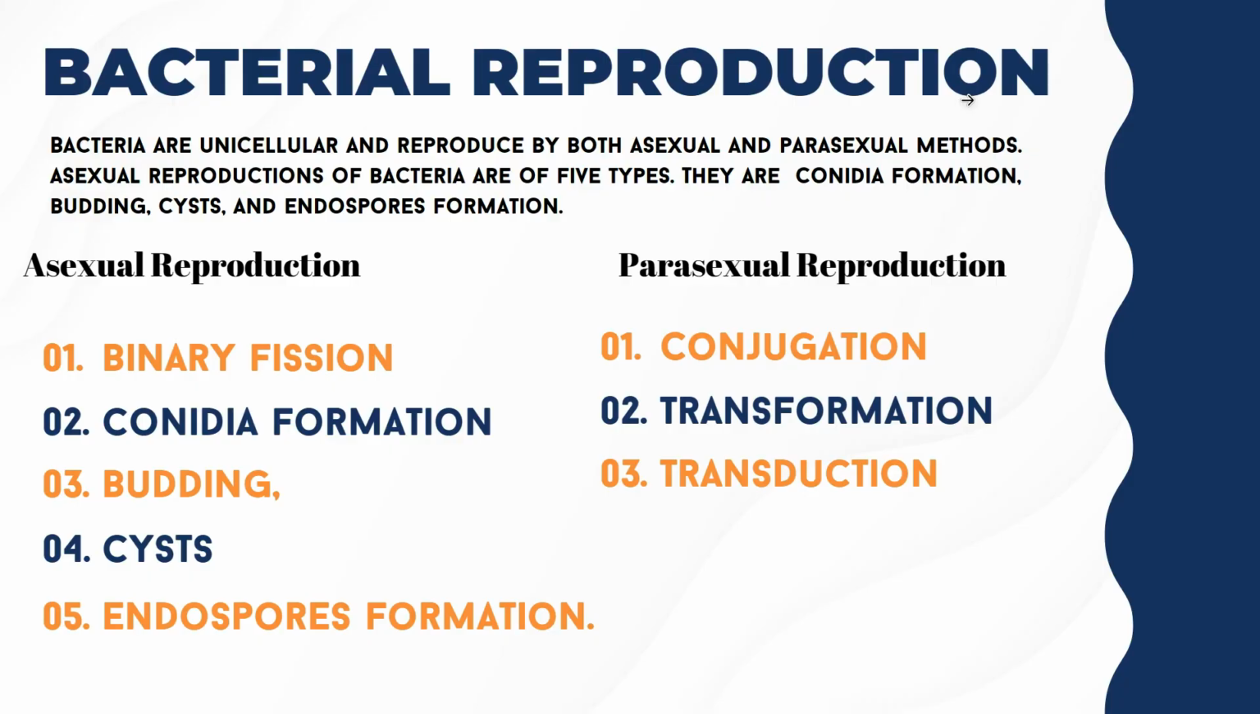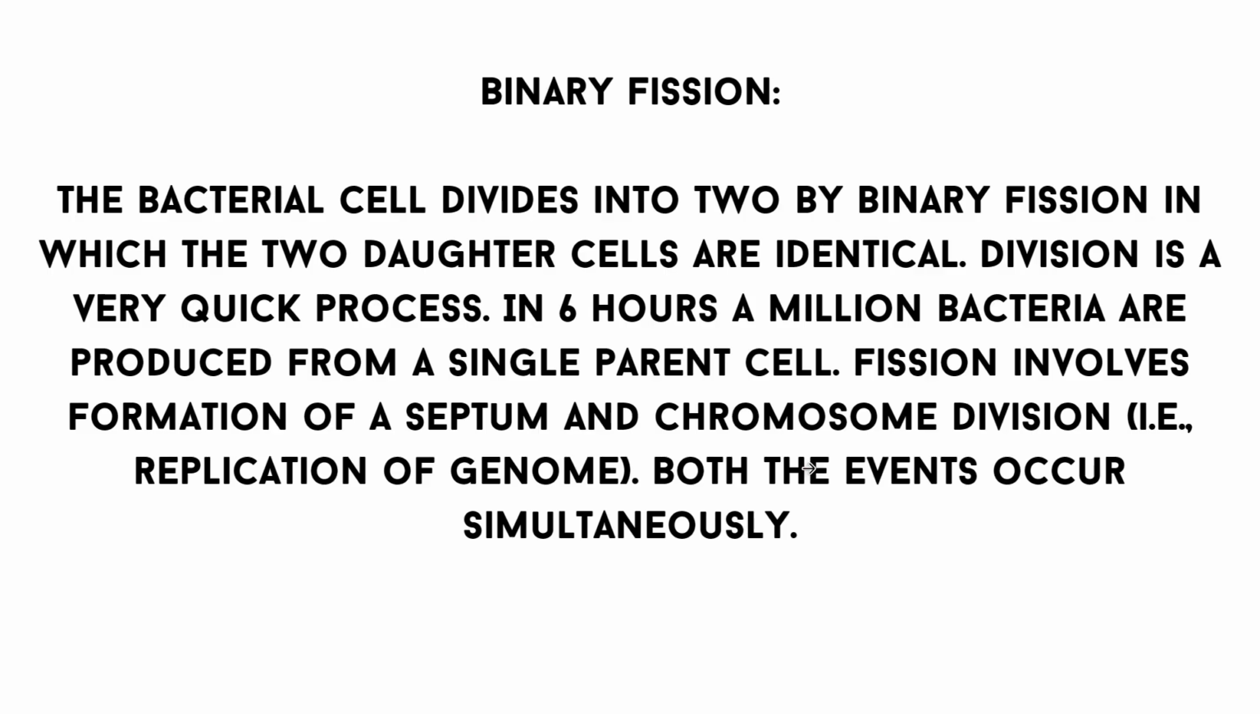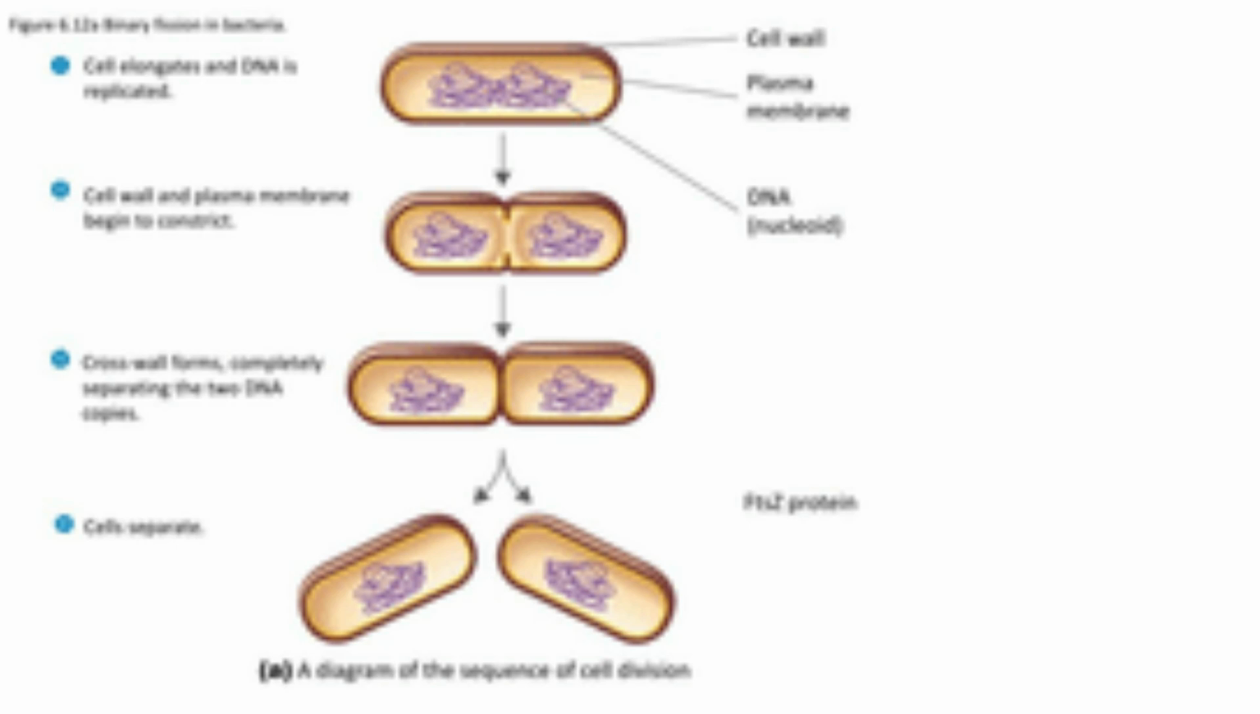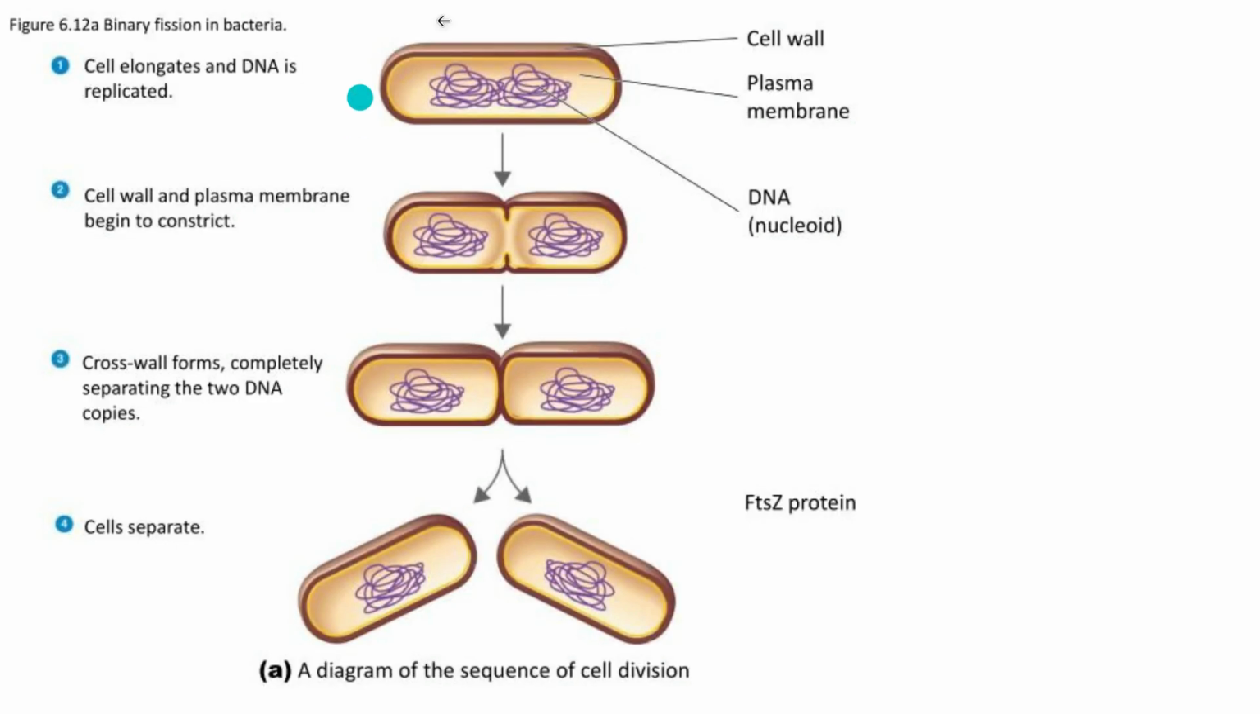So as we discussed, the bacteria reproduces both sexually as well as asexually, and here are the 5 types: binary fission, conidia formation, budding, cyst, endospore formation, sexual reproduction, conjugation, transformation, and transduction. Moving on to the binary fission, here you can see in this slide, during the process of binary fission, the cell elongates itself and there is a replication of genetic material present inside the bacterial cell.